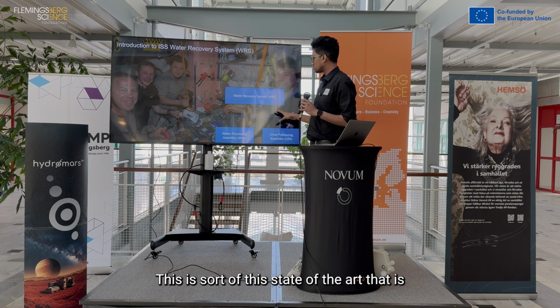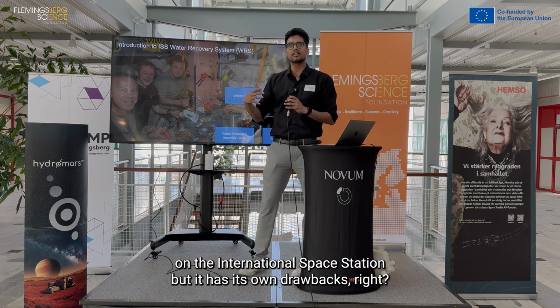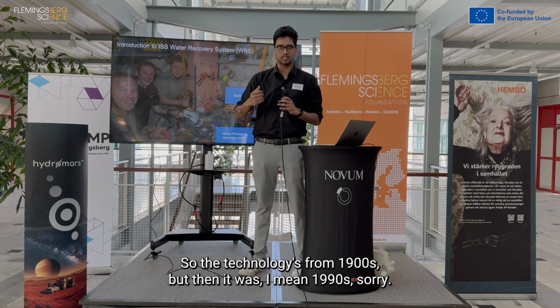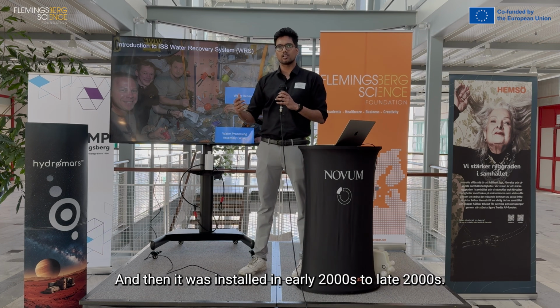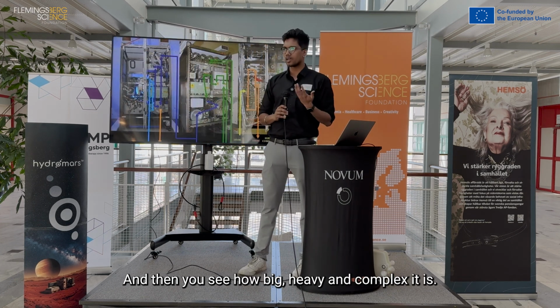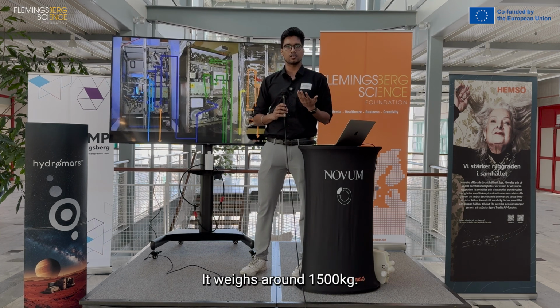So this is the state of the art on the International Space Station, but it has its own drawbacks, right? The technology is from the 1990s, and it was installed in the early or late 2000s. And you see how big, heavy, and complex it is. It weighs around 1,500 kilograms.